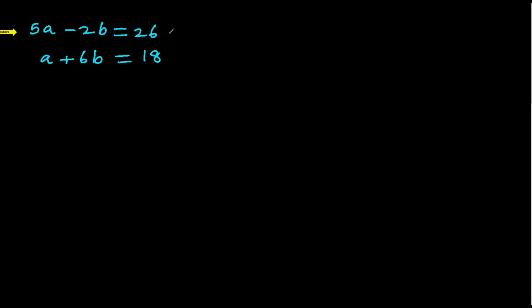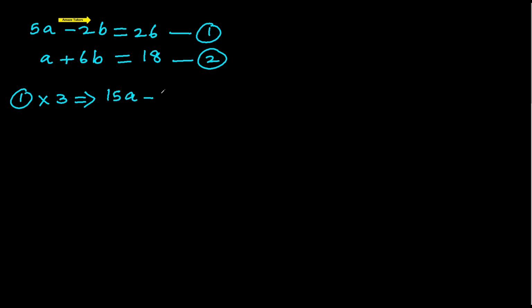I am going to multiply the first equation by 3 to make the terms involving b the same. Let's do that. Equation 1 being multiplied by 3, 15a minus 6b, multiply the right side as well. So 26 times 3 is equal to 78. You can name this as 3 if you want. Now let me write equation 2 in the bottom.